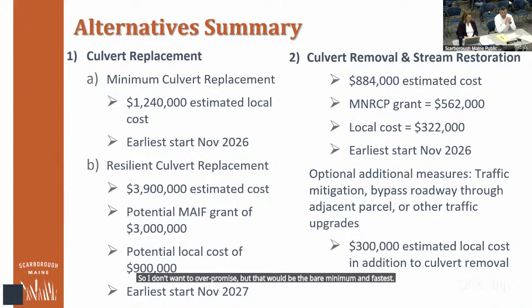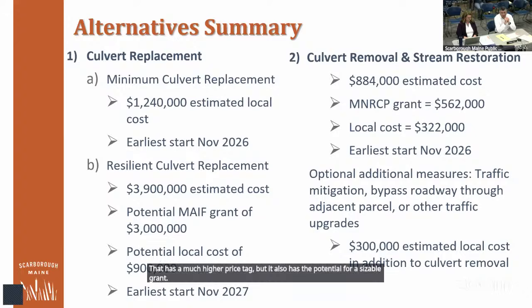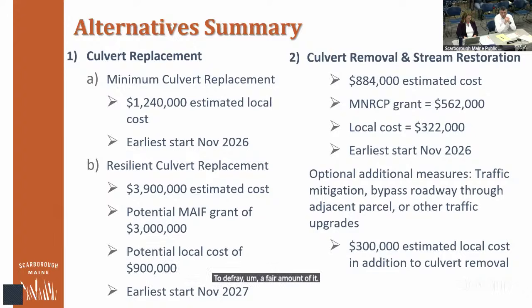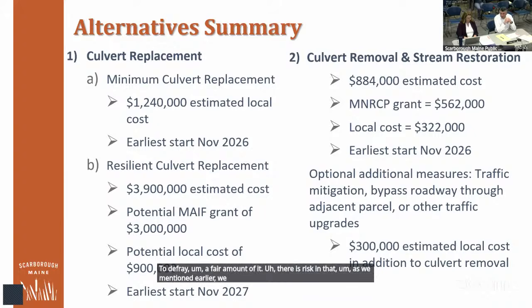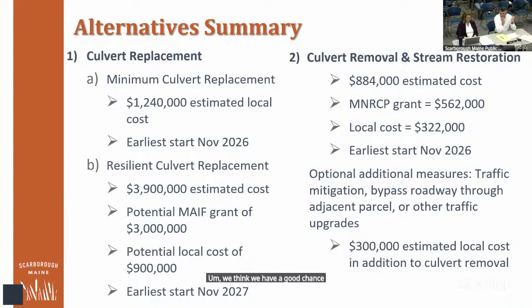The other option for cover replacement is, of course, the resilient approach. That has a much higher price tag, but it also has the potential for a sizable grant to defray a fair amount of it. There is risk in that, as we mentioned earlier: we have not yet applied for that. We don't have that in hand. We think we have a good chance, but there's risk associated with the unknown.